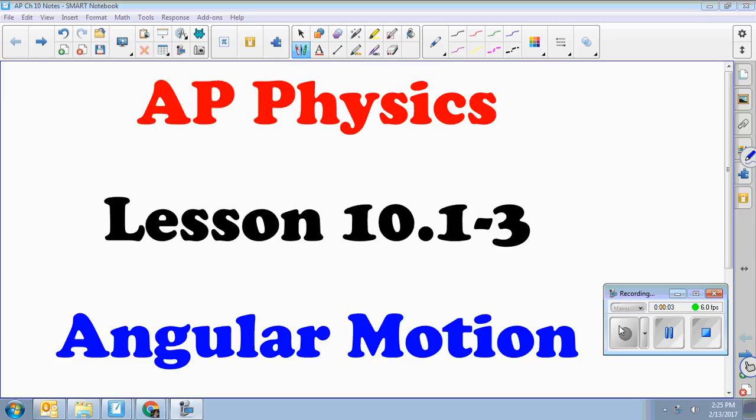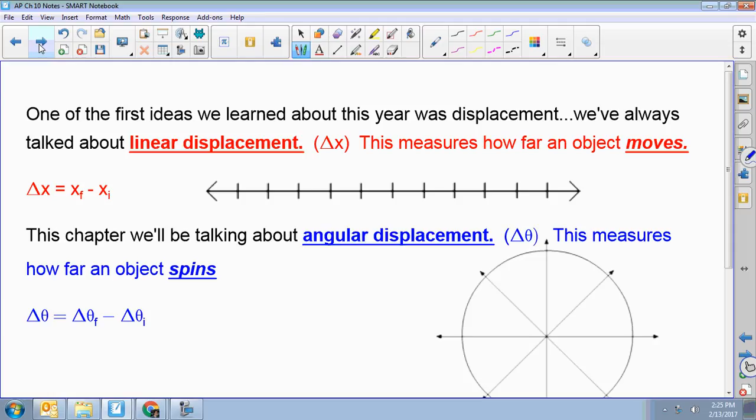Okay, so angular motion. At the very beginning, we started working through the kinematics equations. One of the first things that we learned about was linear position, and your position was where you were on a number line. If an object moved from one position, maybe a position of 1, to a position of 5, then you could find your change in position. You just do 5 minus 1 and you get 4 meters.